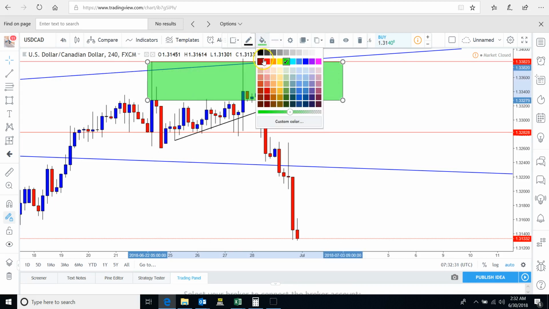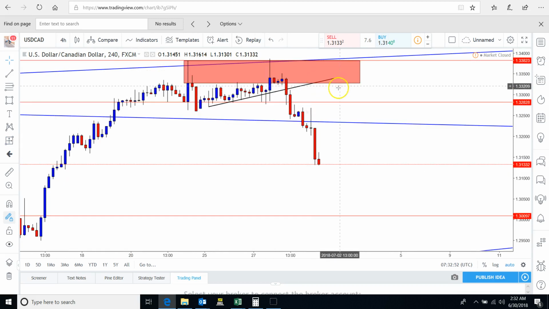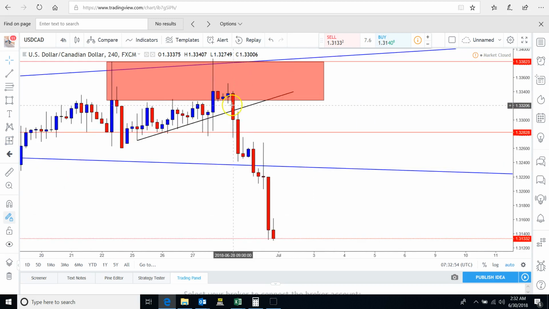Let me change this to red. They could not maintain up in this area. So from that point, we're like, okay, that area is a strong area, strong indication, strong turnaround point. Look how strong this rejection was. This rejection was literally 50 pips. A 50 pip rejection. That says a lot.